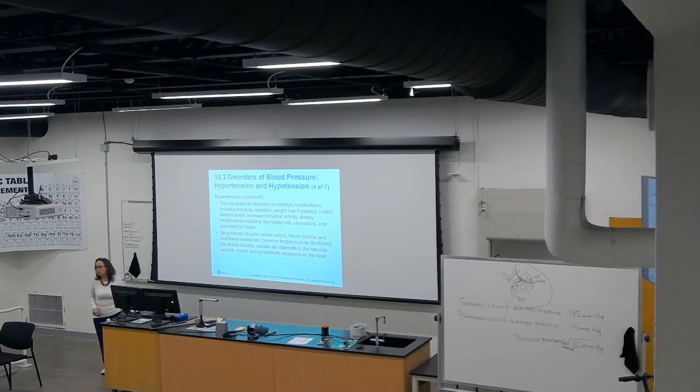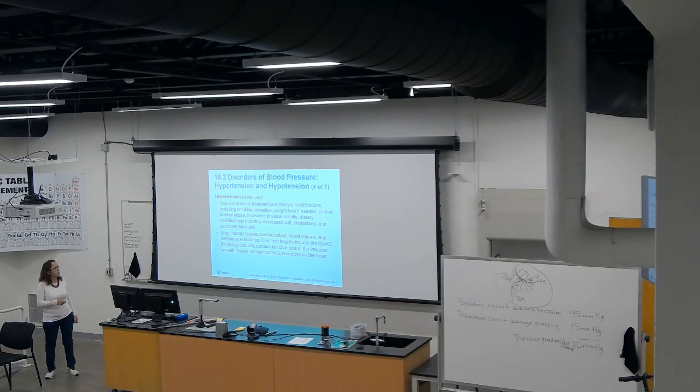Lastly, we're going to talk about modification of factors. Some people have genetics for having hypertension. This is a non-modifiable factor. Age as well. As we age, our arteries become harder, so they are less distensible. That increases the blood pressure. That's a non-modifiable factor.